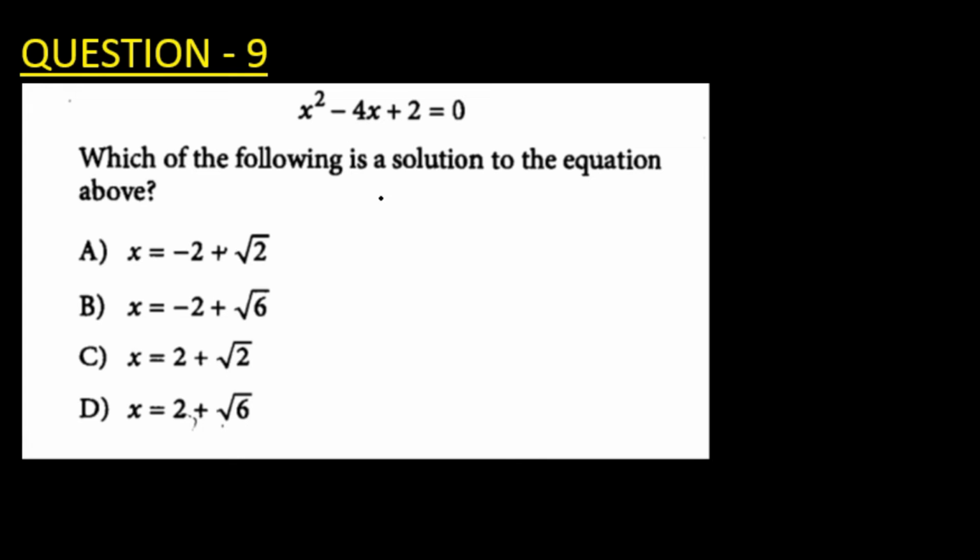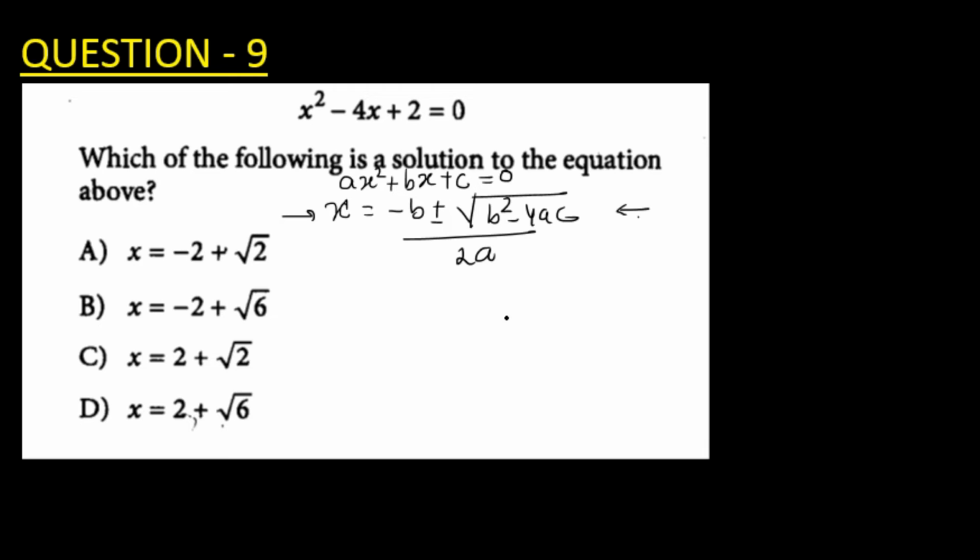Okay, we know the quadratic formula. What is our quadratic formula? X is equal to minus b plus minus square root of b square minus 4ac over 2a. Whenever our equation is of the form ax square plus bx plus c equals to 0, then the value of x is figured out by the quadratic formula like this.